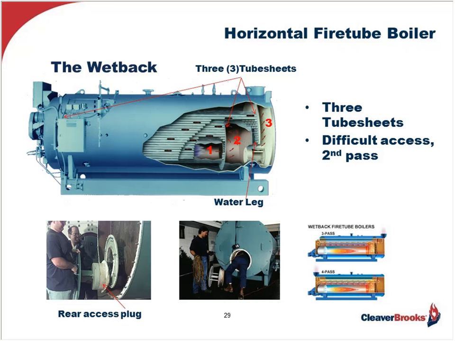With the wetback, as you can see, access to the second pass is very confined, and the space very difficult to work in when inspecting or repairing, especially on the smaller horsepowers. The main advantage of the wetback, of course, is the elimination of the heavy rear door refractory found on the dryback, which is sometimes cumbersome to open and reseal, and it's an ongoing inspection and possible maintenance issue.